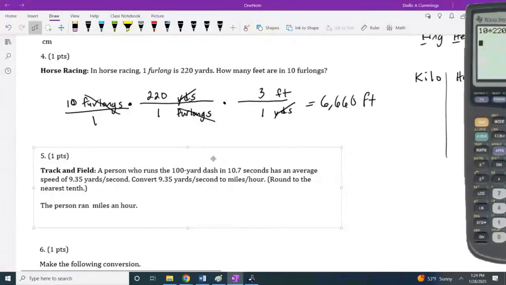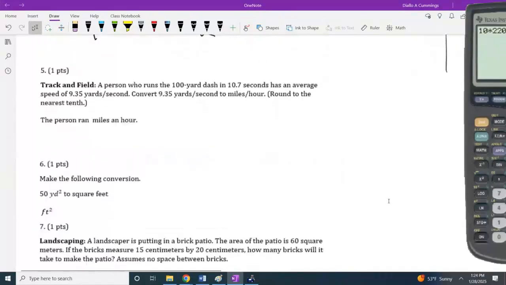So we had to use 2 unit fractions or 2 conversions. Number 5 is the same. It says track and field. A person who runs a 100-yard dash in 10.7 seconds, is that fast or slow, has an average speed of 9.35 yards a second. I think that's pretty fast. You can run 9 yards in a second. You're flying.